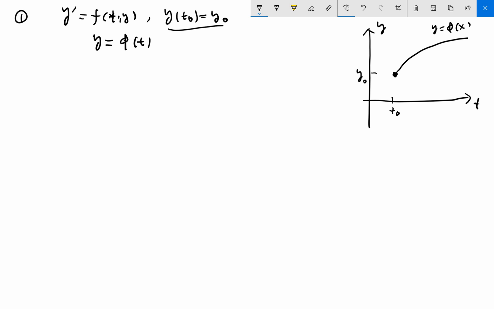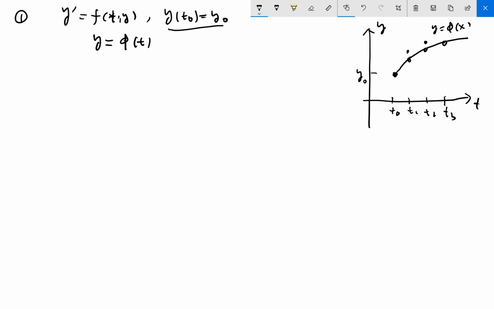Numerical solution will give you approximation of your true solution at some given points. Say this point is t1, this point is t2, and t3, and so on and so forth. So the numerical solution will give you approximation of your true solution at t1, t2, t3, and so on. That's what we expect. Now let's see how we find them.